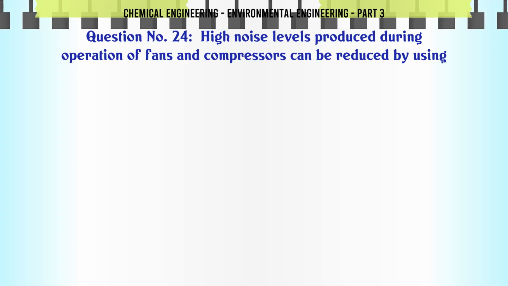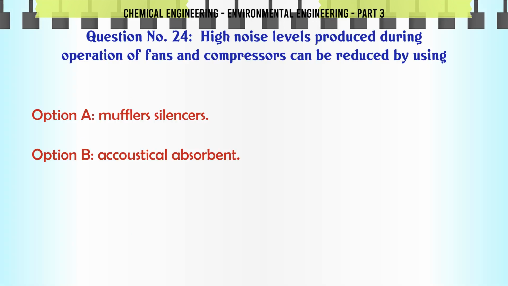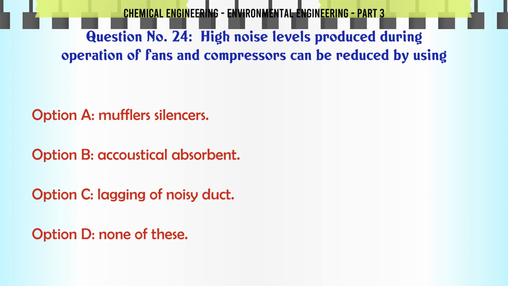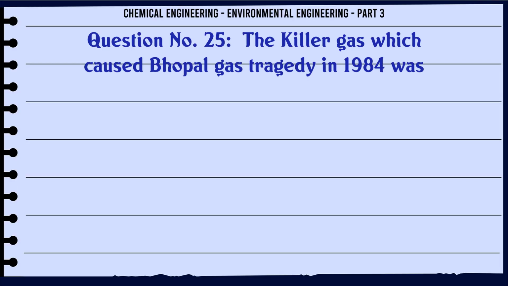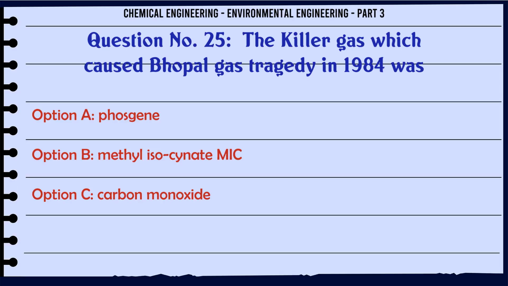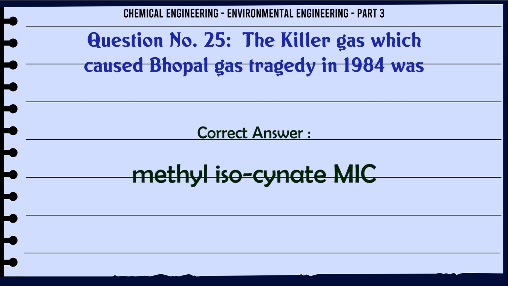High noise levels produced during operation of fans and compressors can be reduced by using A. Mufflers, silencers. B. Acoustical absorbent. C. Lagging of noisy duct. D. None of these. The correct answer is mufflers, silencers. The killer gas which caused Bhopal gas tragedy in 1984 was A. Phosgene. B. Methyl isocyanate. C. Carbon monoxide. D. Sulfur dioxide. The correct answer is methyl isocyanate.